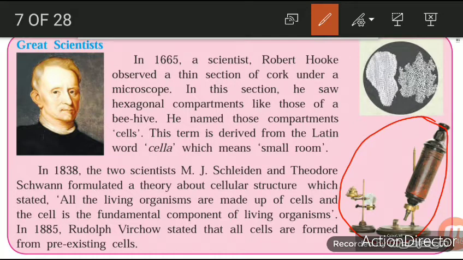But Robert Hooke was the scientist. What he did was take the cork, cut it into a thin section, and observe it under a microscope. So what did he see? Hexagonal compartments. Hexagonal means what? The figure which we have studied in maths, a figure which has 6 sides, like a honeybee. A honeybee makes its house of hexagonal shape. So he saw hexagonal compartments like those of a beehive. He named those compartments as cells.